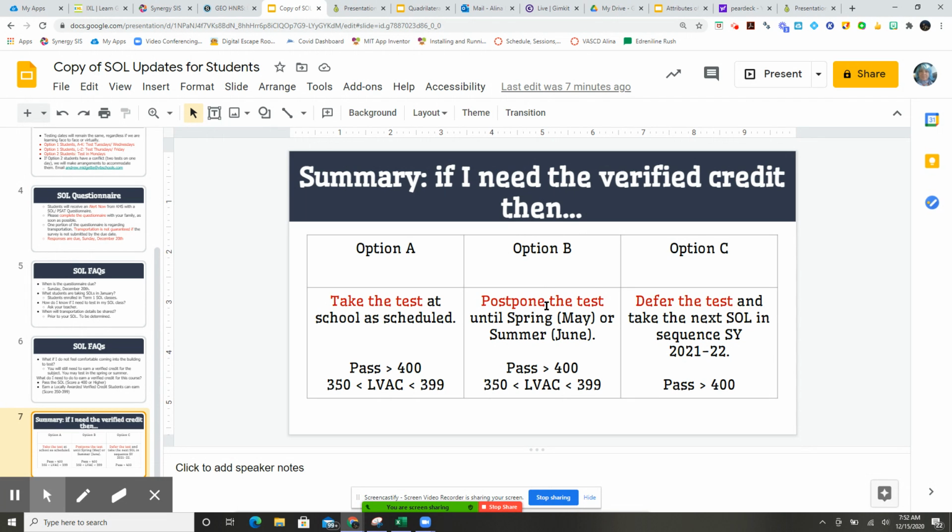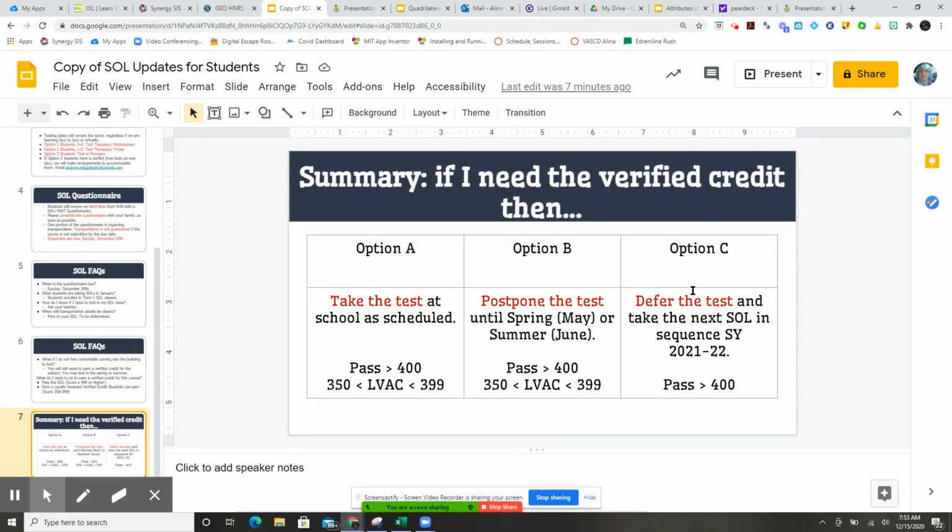So if you decide to postpone the test and not take the test in January, you can take that same test in May in the spring or in June or July in the summer, depending on when you feel comfortable taking the test. The same metrics apply. A pass is a 400, just like always, but a 350 to a 399 will get you that locally verified credit. That's that credit that you sat and took the test in high school for your diploma, okay?